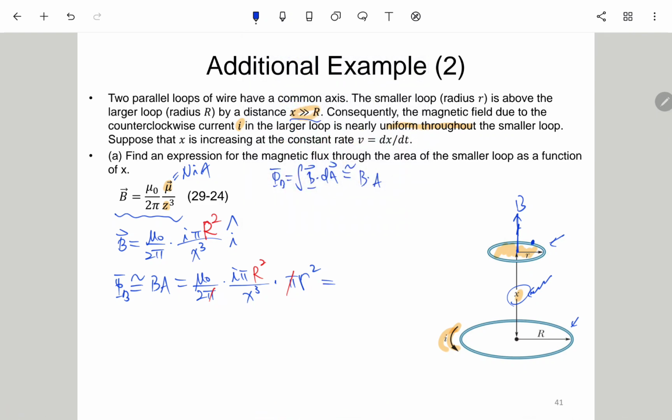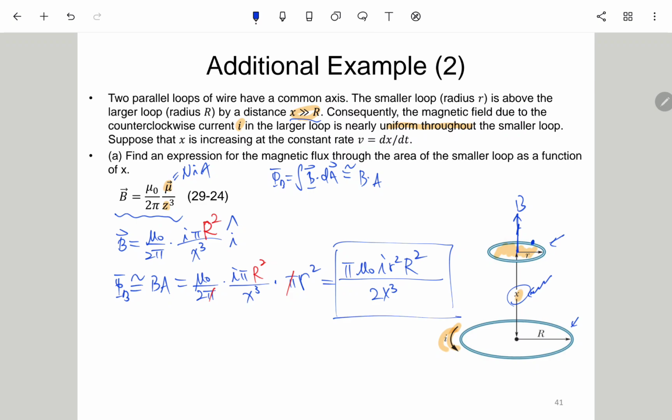This one becomes 2x cubed in the denominator, and then we have a pi, and then mu naught, and then I small r squared capital R squared. So this is 5b. This is actually the expression of the magnetic flux through the area of the smaller loop as a function of x. So this is already the answer.